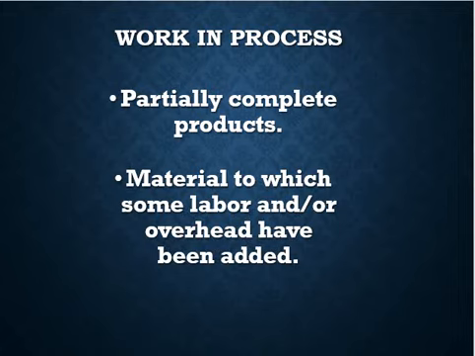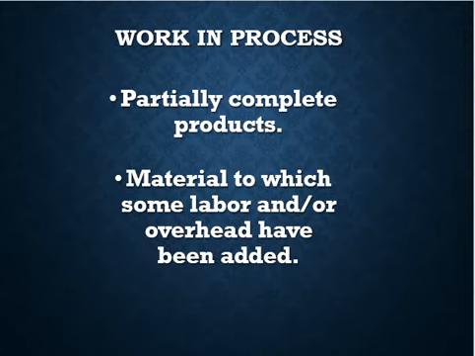I just want you to get what these items are. So work in process are partially complete products. They're material to which some labor and/or overhead have been added. Later on, I'm going to show you how we will add some of the overhead. You're going to learn predetermined overhead rates in a later chapter. But this category is work in process.